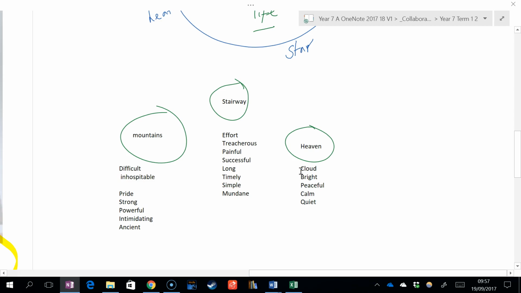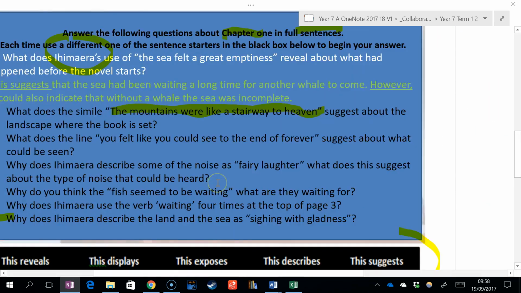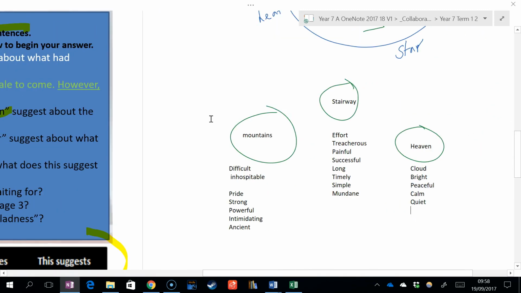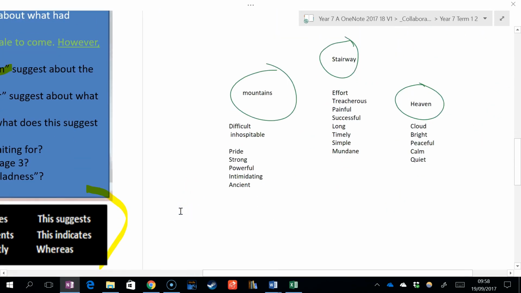You can get lots more here, but I want to show you now how you turn these connotations into an answer. And quite frankly, this is the most important video, because when it comes to the assessment, you can pretty much do this for most of the year. You find individual words, you think of the connotations, and that's going to give you an idea of the feelings of these words. Check this out, my class. So the question is, what does a simile suggest about the landscape where the book is set? Well, 3, 2, 1, go!